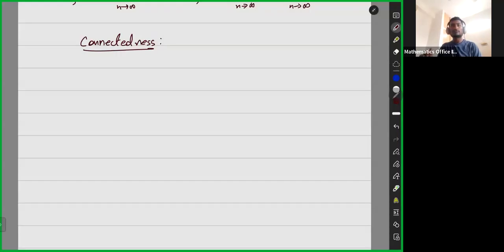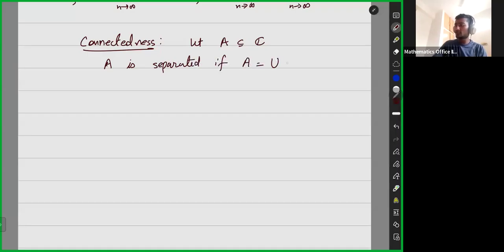So to define connectedness, first we see what is disconnectedness. Let A be a subset of C. We say A is separated, is disconnected or separated, if A can be written as a union of two disjoint open sets.